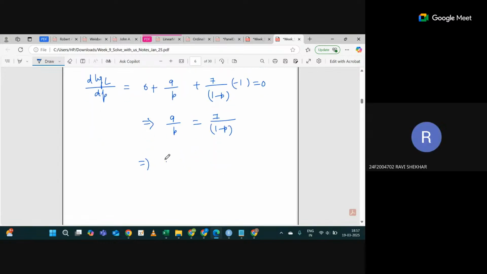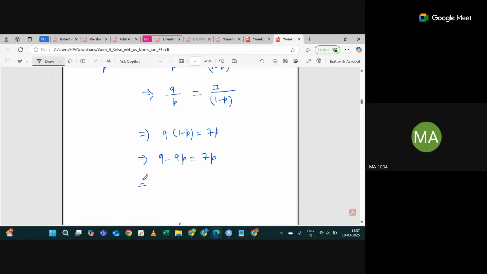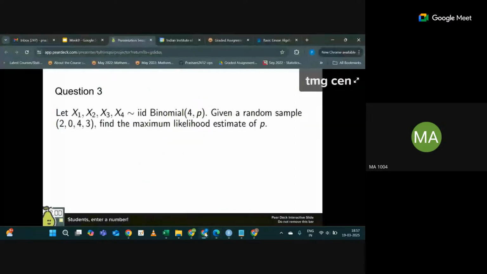Yes, sir. It will be 9 times (1 minus P) equal to 7 times P. So it will be 9 minus 9P equal to 7P. So from here you will get 9 equal to 16P. So P hat equals 9 divided by 16. What is the value of 9 divided by 16 basically? 0.5625. So this is the answer. Okay, is the idea clear now?